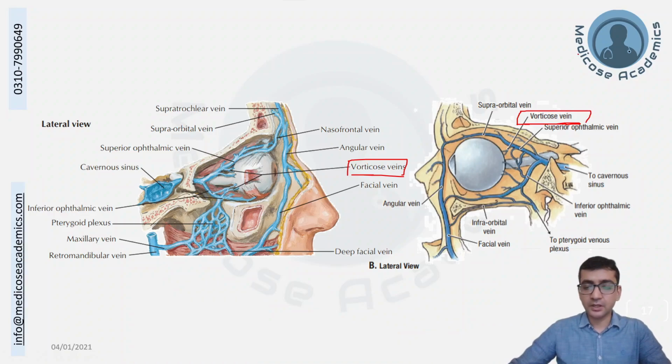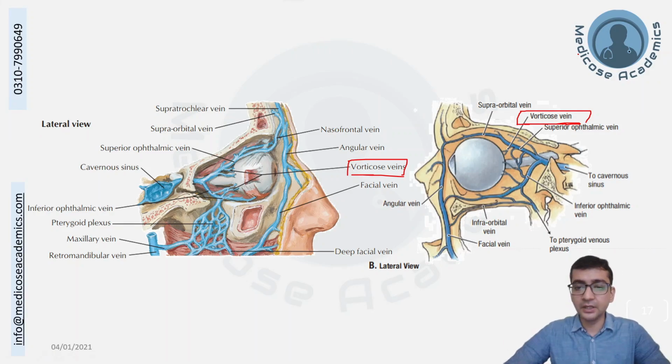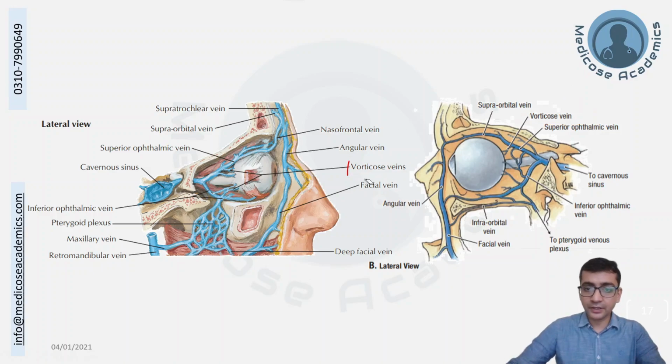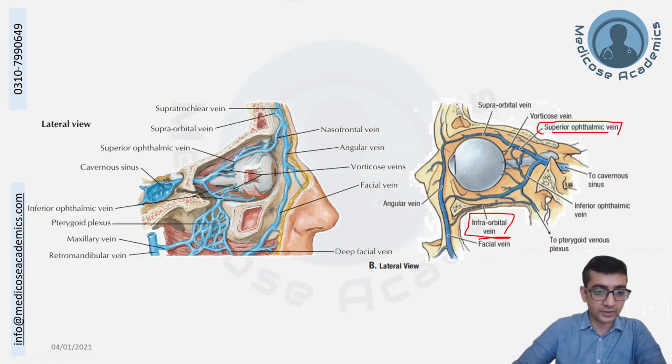These are vorticose veins. Similarly, there will be veins coming back from the muscles and the foramina that we discussed the arteries with, and they are draining into two sets of veins, a set of two veins on the upper aspect of the eyeball and on the lower aspect of the eyeball that are known as superior ophthalmic vein and inferior ophthalmic vein respectively. They are sometimes called superior orbital and inferior orbital veins also.